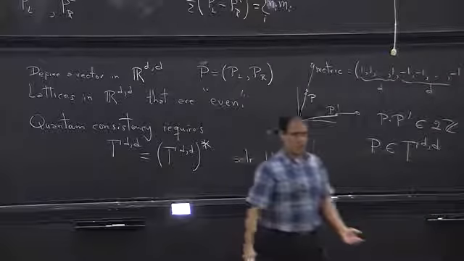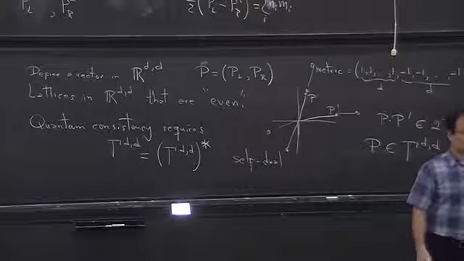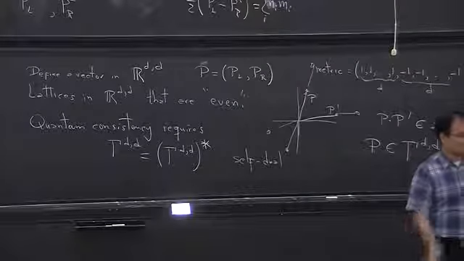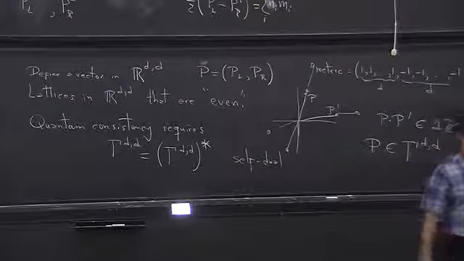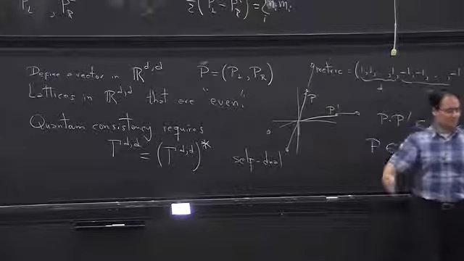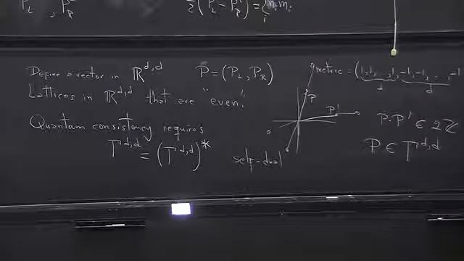Are you familiar with the concept of the dual of a lattice? That's something you see in condensed matter all the time, right? The dual of a lattice. Good. This is no different than that. It's just that it's probably many more dimensions and with a different signature.